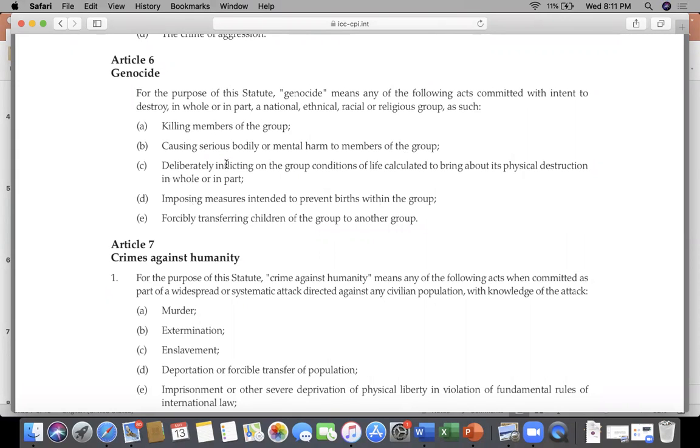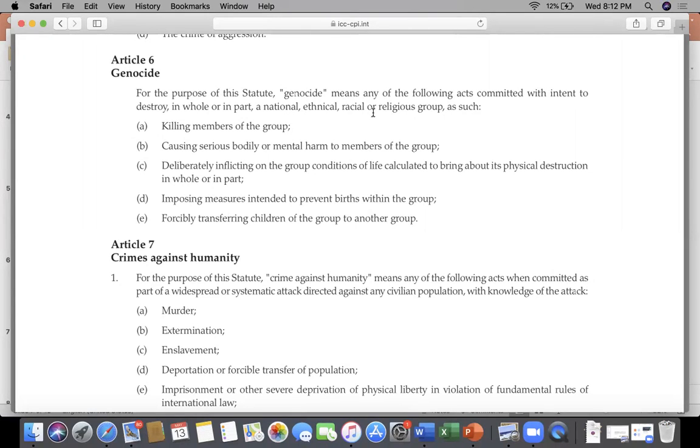These are 5 acts which are committed with intent to destroy. My students, you might know the importance of intention in criminal law, and what kind of intention is needed to commit the crime of genocide. This intention must be to destroy a particular group. You have to identify a group. How many groups are mentioned in Article 6? Only 4 groups: national groups, second, ethnical groups, third, racial groups, and the fourth, religious groups.